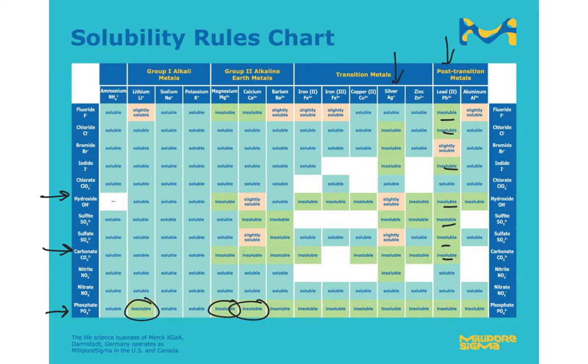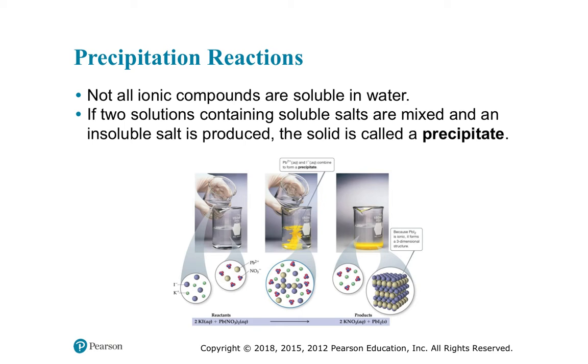Once you recognize those patterns, you should write them down so that you have a general guide for what is going to be soluble and what is going to be insoluble. As said before, not all ionic compounds are going to be soluble in water. So if you take two solutions of soluble ionic compounds and mix them, it's possible that a new compound will form. That type of reaction we've called a double replacement reaction. You might also see it called a metathesis reaction or an exchange reaction. But when you have this exchange of ions and a solid is produced, that is called a precipitate.